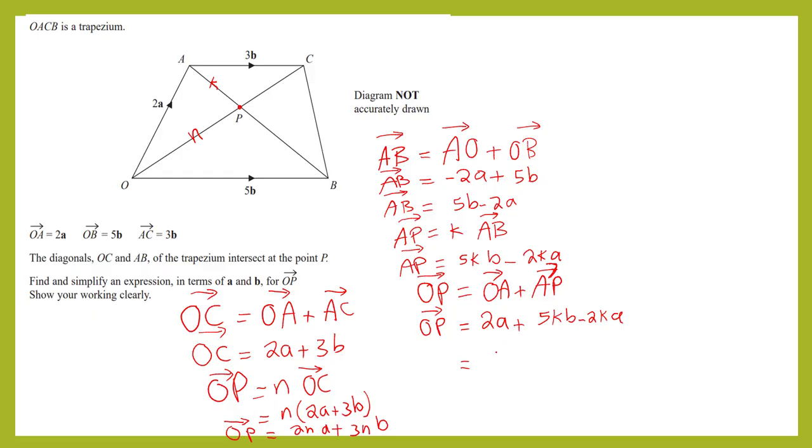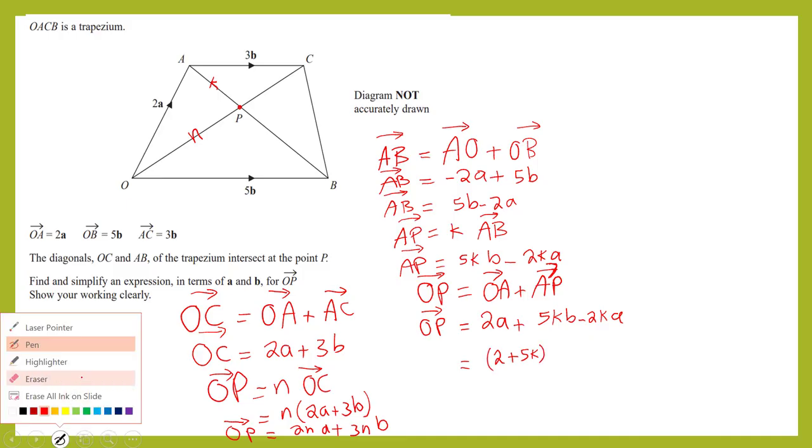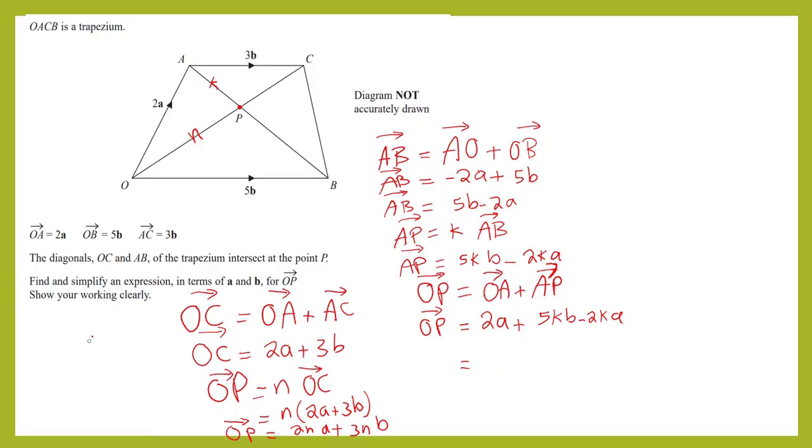Let's add the a's together, not this one. So we will add 2a and minus 2ka, so it will be 2 minus 2k, all of a, plus 5k of b, and here we have OP. Don't forget that OP already found before as 2na plus 3nb. Just equate the a's together, the coefficients: 2n equals 2 minus 2k, and the other one is 3n equals 5k.